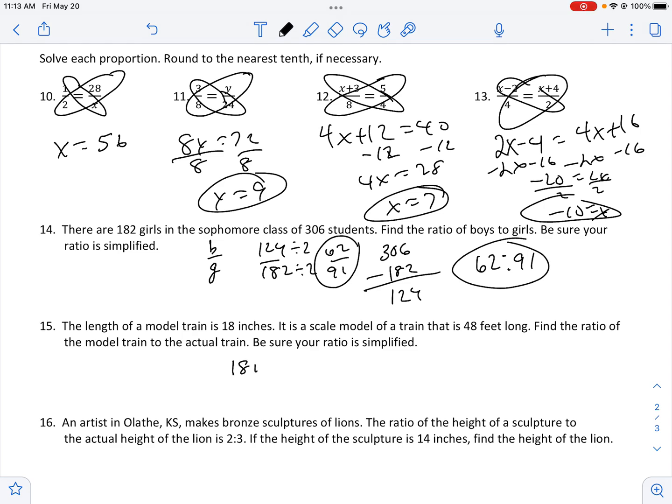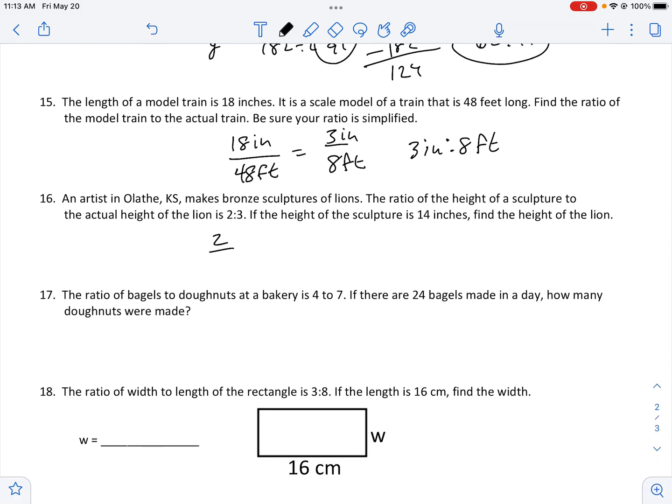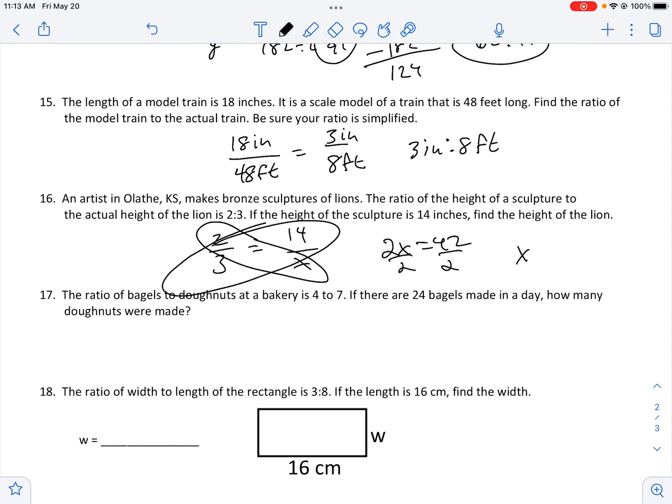All right, a model train is 18 to 48. We reduce that to 3 over 8, 3 inches to every 8 feet. Now again, if you want it to be a ratio, 3 inches to every 8. And again, we just keep setting stuff up. The ratio of height of the sculpture is 2 to 3. The height is 14. We need another line. Cross multiply. 2x equals 42. Divide by 2. X is 21.